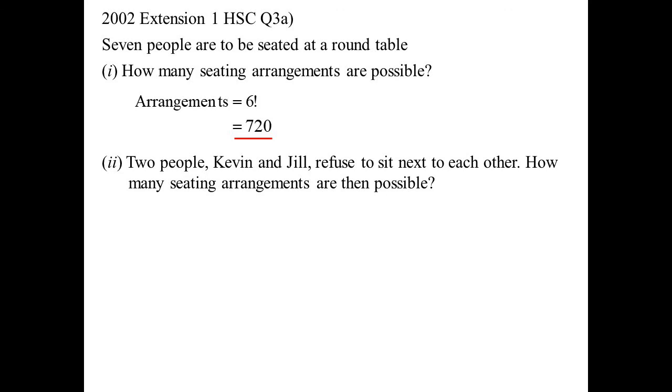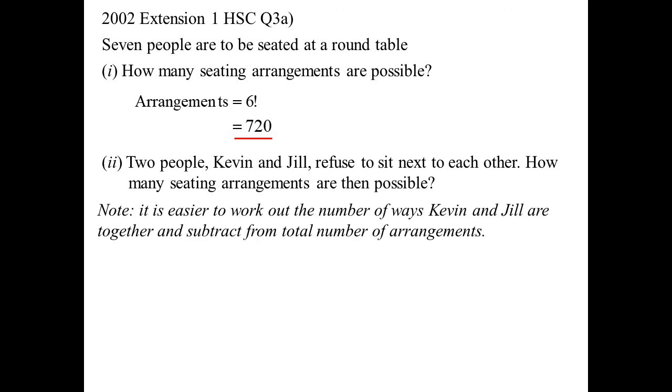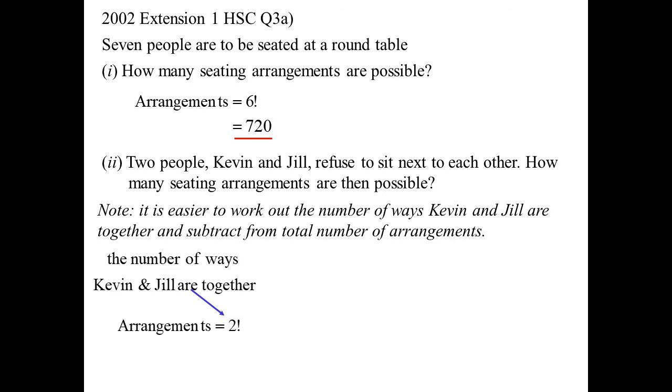Well, this is one of these ones where it's actually going to be easier to work out how many ways that they are sitting next to each other, and then subtract them from the total number of possibilities. So let's put them together. They're going to work out how many ways they could sit. 2 people in their group, so 2 factorial.